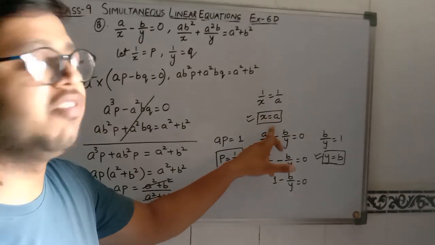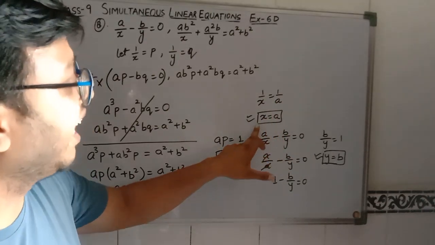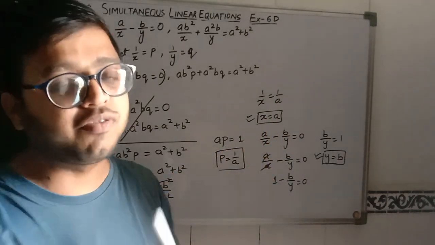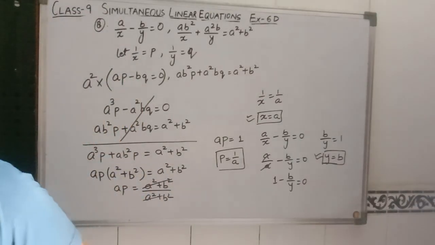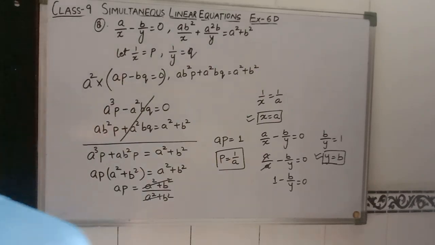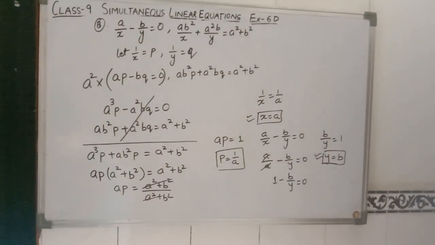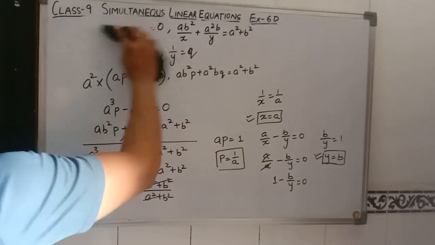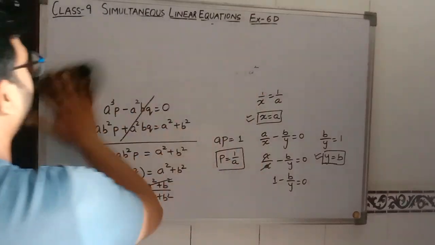Then with the help of p we got the value of x. After getting the value of x, we got the value of y. So this is the method of question number 8. Now after that we have question number 9 as similar. Question number 9 is a little different. So let us complete question number 9 now.